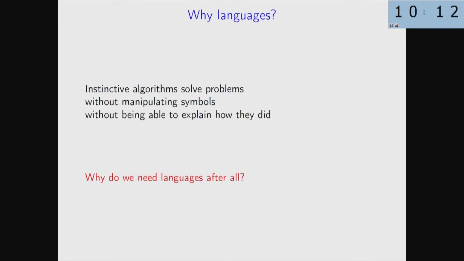Okay, when we reach this conclusion, there is a question we cannot avoid: why do we need languages after all? Because we have these instinctive algorithms that we are able to program now, and they solve many problems without manipulating symbols and without being able to explain what they did. So we cannot avoid this question: is language useful for anything? And I think it's an important question, for instance, for this kind of debate, because transhumanism is not the only philosophical question which is raised by the development of machine learning, but also this question of the place of words in the world.